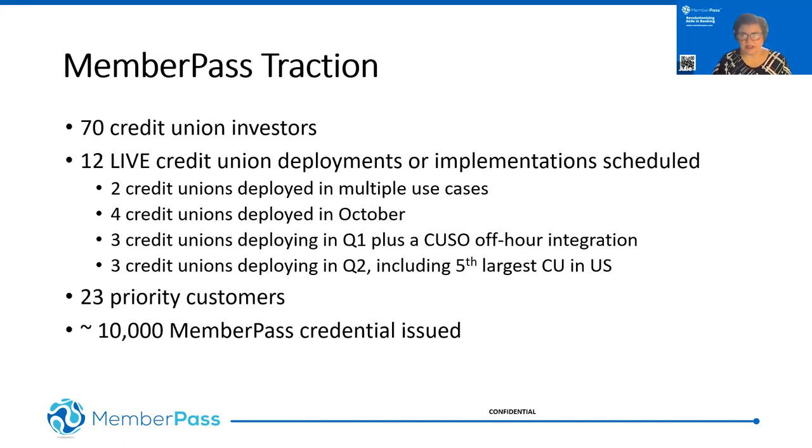There's a whole lot of activity going on with MemberPass right now as more and more credit unions are experiencing higher fraud and a lot of member frustration over the friction in their user experiences. So far we have approximately 10,000 MemberPass credentials issued to consumers, and that number continues to grow every single day. And so we're still early. Our first real active deployment was in July, but you can see the amount of traction that has taken place since we became commercially available in early March.